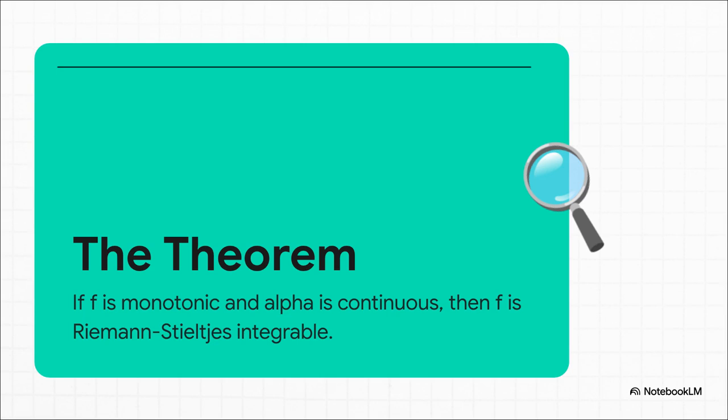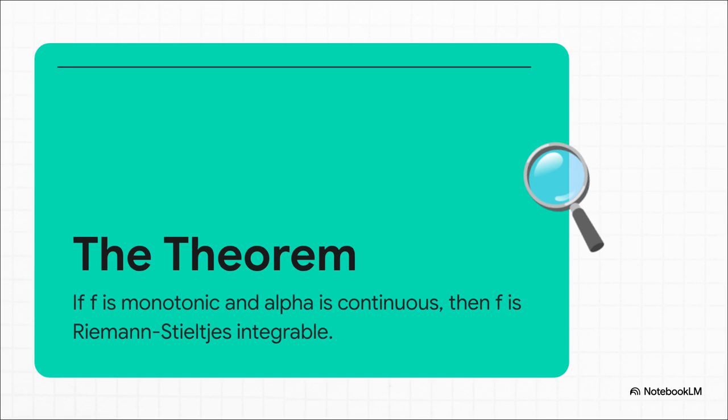If f is monotonic on the closed interval from a to b, and if alpha is continuous on a to b, then f is in R of alpha. Or, exams mein, kabhi-kabhi it's asked like this. If f is monotonic on a to b and alpha is continuous and monotonic on a to b, show that f is in R of alpha on a to b.